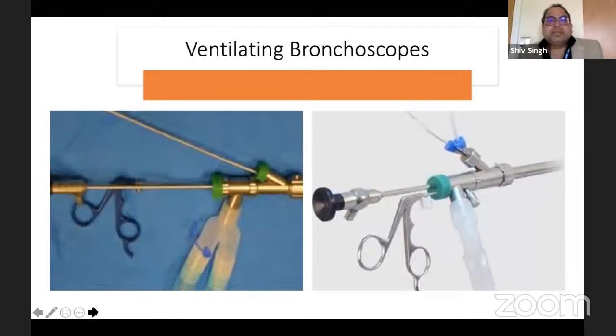So these are ventilating bronchoscopes, and you can see that you can attach a breathing system, whether you want to use a circle system or a T-piece. You can use it either way. And you can see that there is a port for the forceps as well as for the telescope, and you can continue ventilating the patient. So it gives you flexibility, because children tend to desaturate very, very rapidly when you take out the endotracheal tube. So maintaining oxygenation and anesthesia is actually easier with these ventilating scopes.